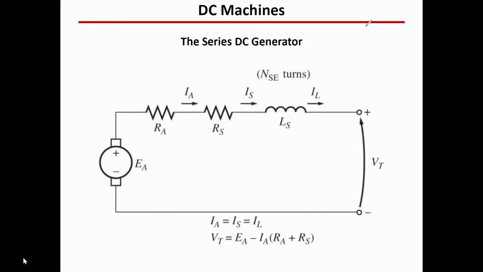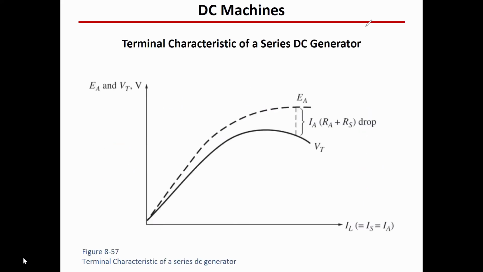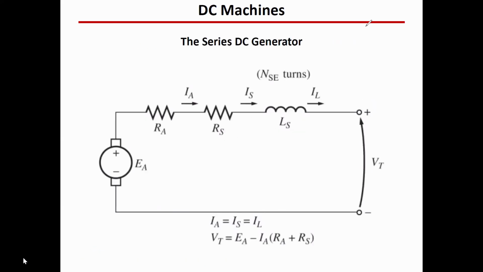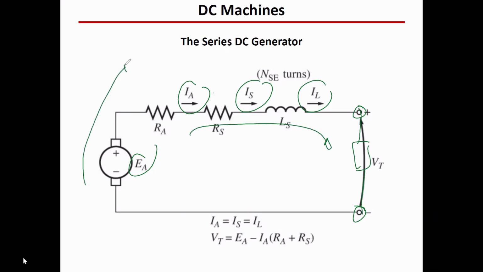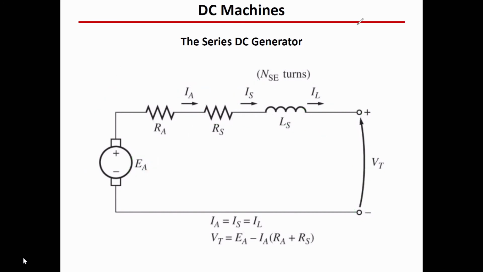For the series, just to finish this part, the characteristic is a little bit different. Why? Because if there is no load, it means that there is no field current. So if this is open circuit, there is nothing here, and there is no voltage generated, right? Because you don't have current in the field. But once you start to connect load, current now will start to flow and voltage will start to generate more. And this is the curve.